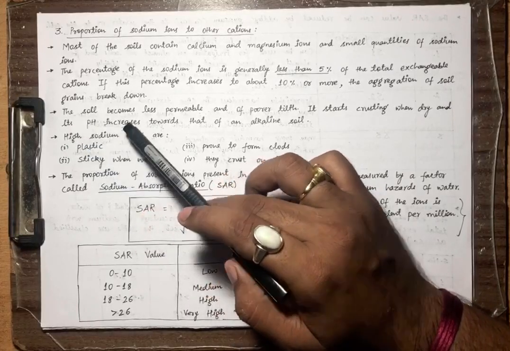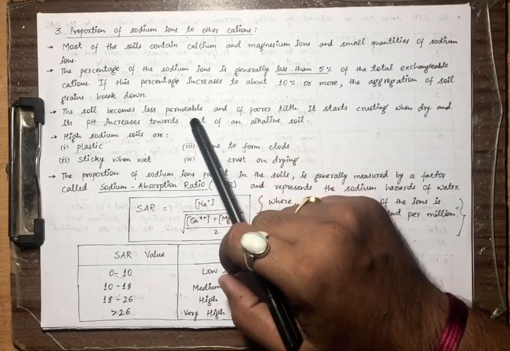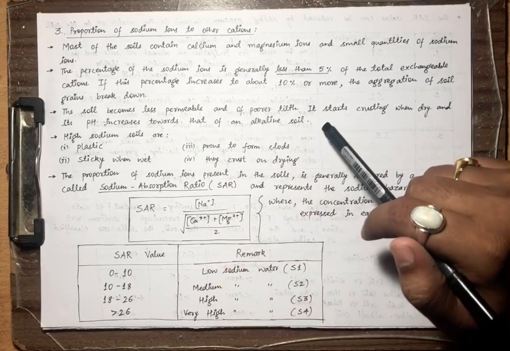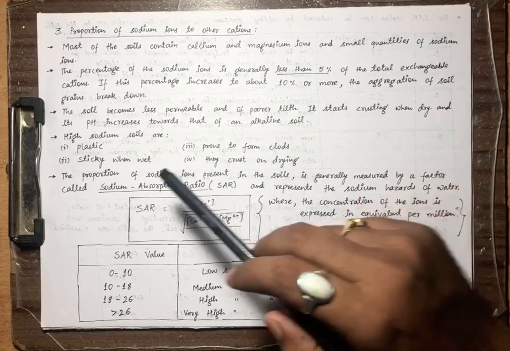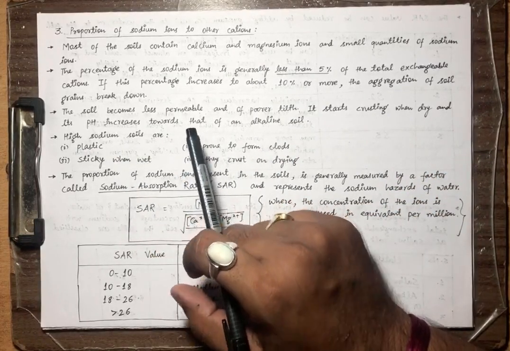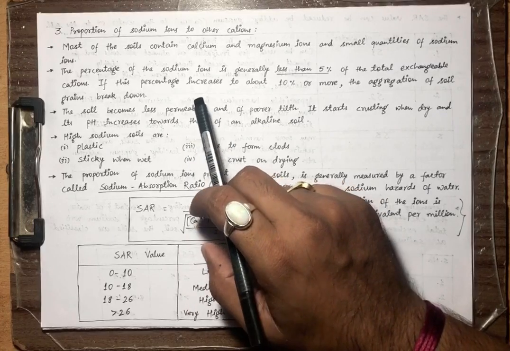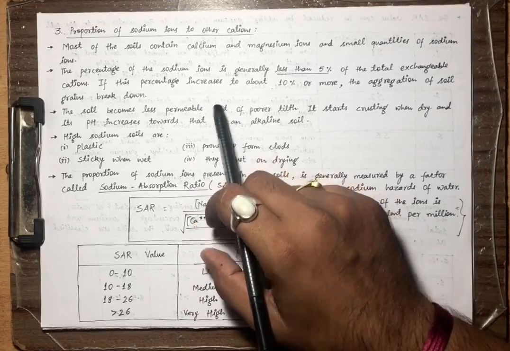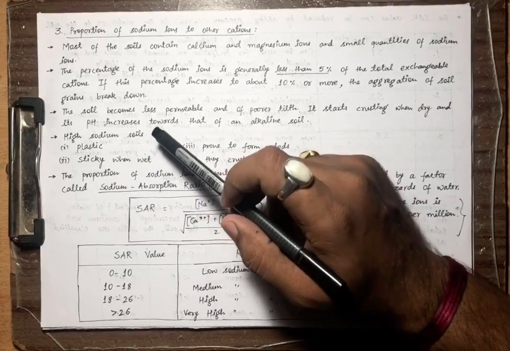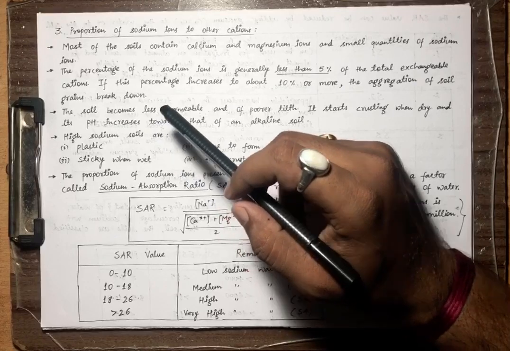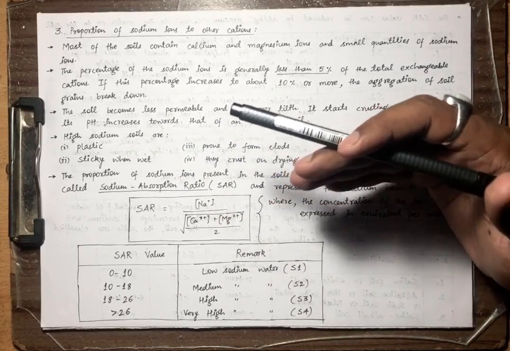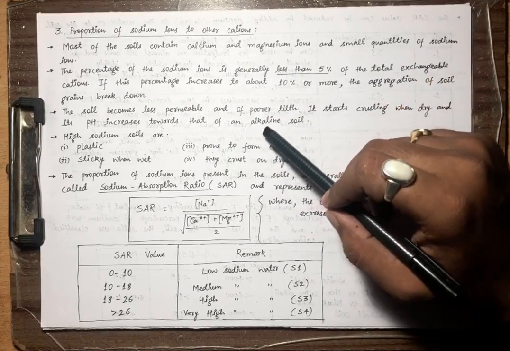The soil becomes less permeable and of poorer tilth. It starts crusting when dry and its pH increases towards that of an alkaline soil. If sodium ion present is more than 10%, the results will show that its inclination is towards alkaline soil.